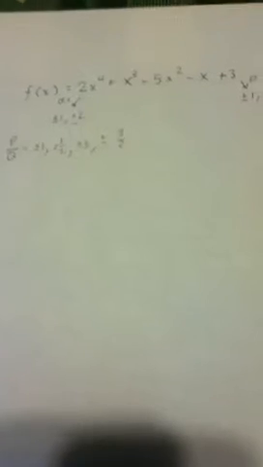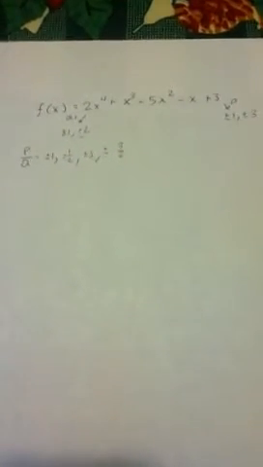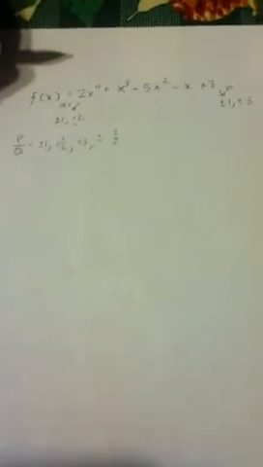And it turns out to be plus or minus 1, plus or minus 1 over 2, plus or minus 3, and plus or minus 3 over 2. And so that's how much we have so far.